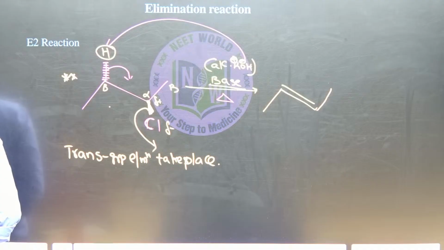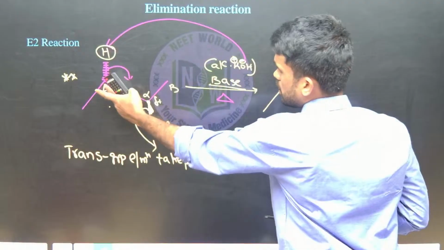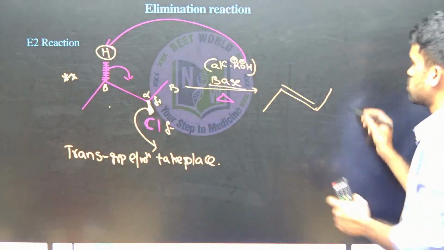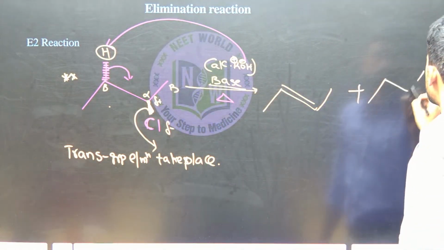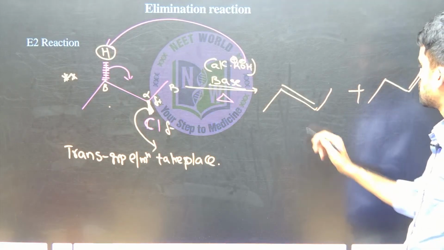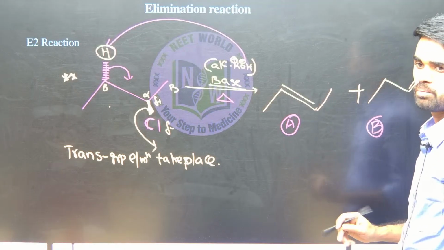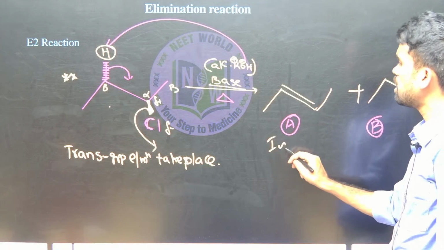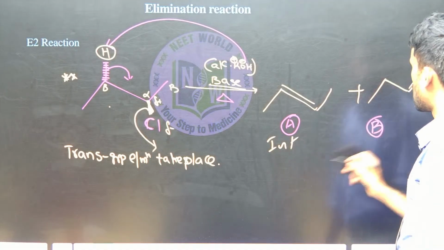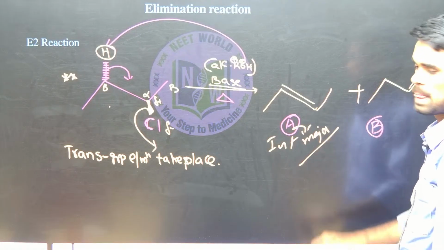And one more thing: I can remove a beta proton from here and also from here. If I remove it from here, we will get this type of alkene. But which is the major product out of these two, A or B? A. Why is A the major product? Because it is an internal alkene, while the other is a terminal alkene. Internal alkenes are more stable, so that is why it is formed as the major product. Okay, remember this.